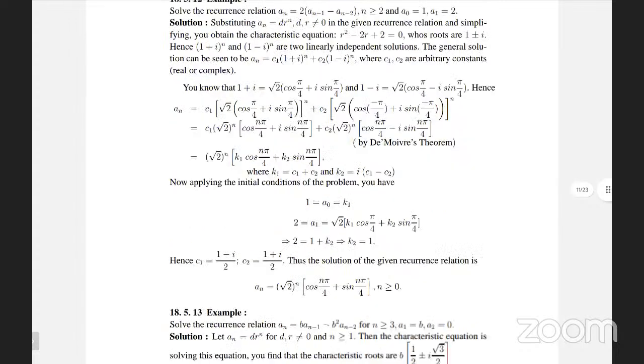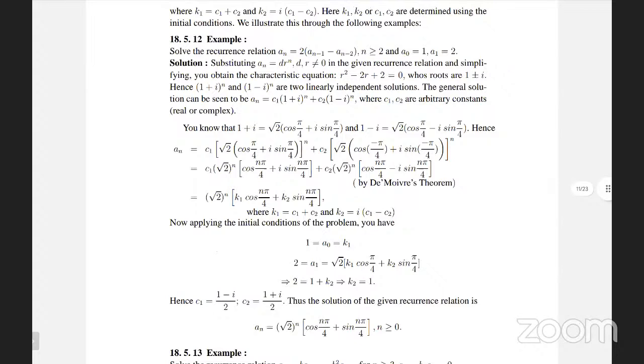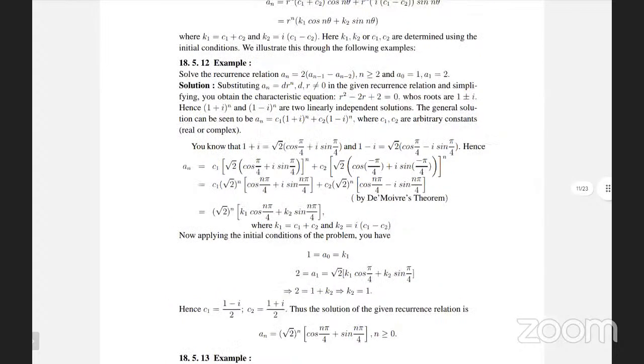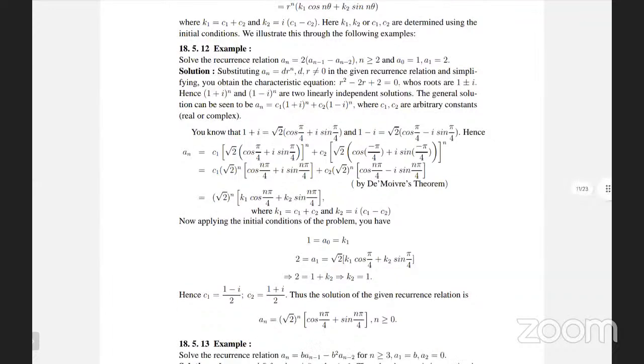Do you have any doubt? Is the procedure understood or not? The solution is a_n = c1 r1^n + c2 r2^n. That's all. So a_n = (√2)^n (cos nπ/4 + i sin nπ/4).